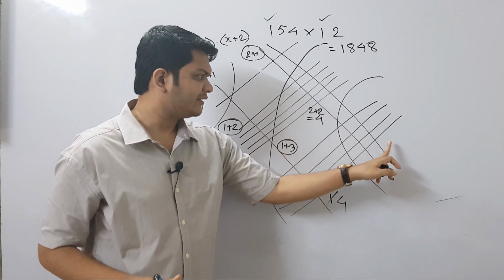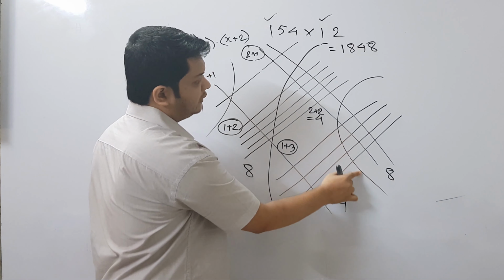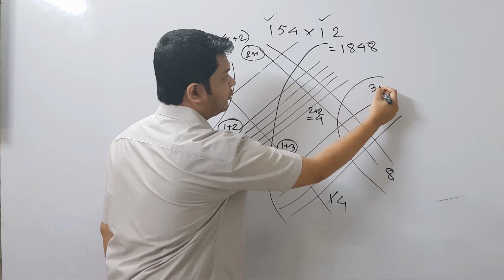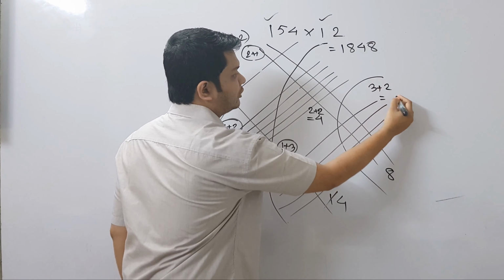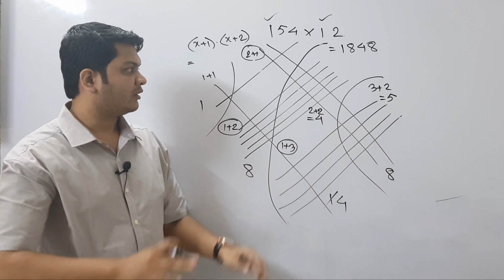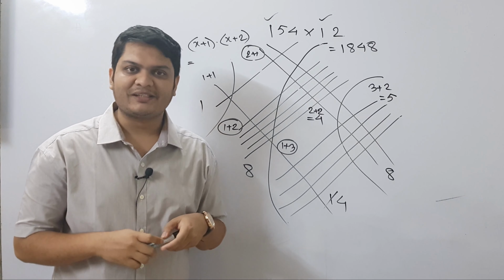Now, will it go to this group? Let's see. This is 4. These 4 straight lines are the third digit. So we give 3, and this 2 is the second digit. So we give 3 plus 2 is equal to 5. So no, this is not in the same group. That's why we have grouped like this. So I hope this concept is also clear to you.